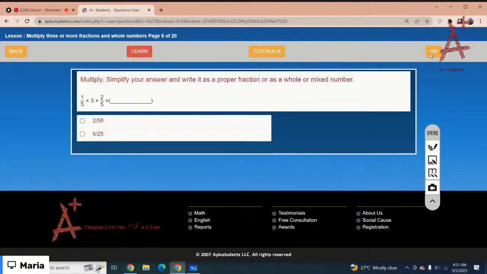Okay, 1 by 5 times 3 times 2 by 5. So which is the correct option? It would be 2 times 3 is 6, and divided by 5 times 5 is 25. Got it? So it would be 6 over 25. The correct option is 6 over 25.